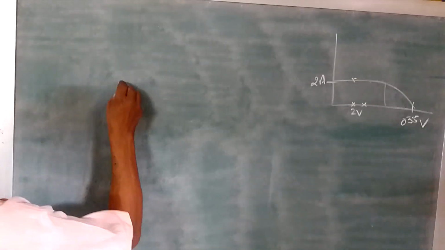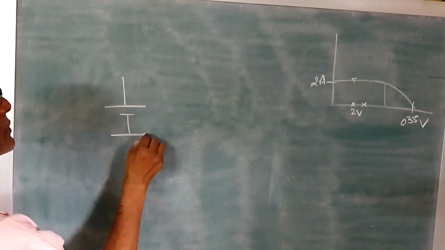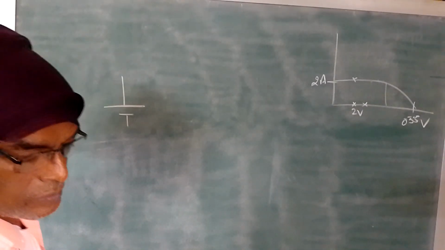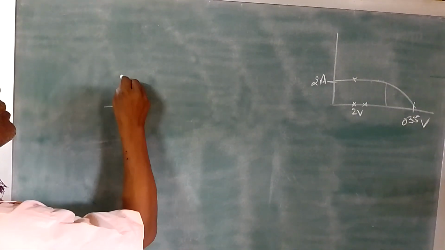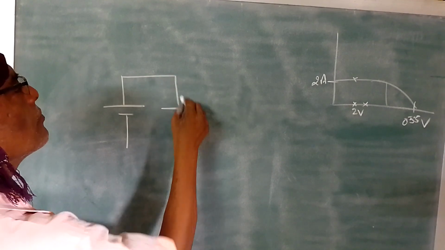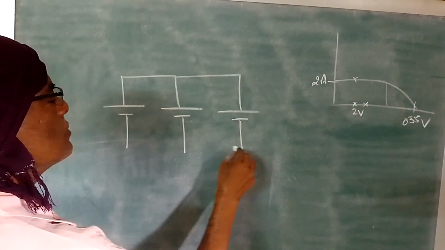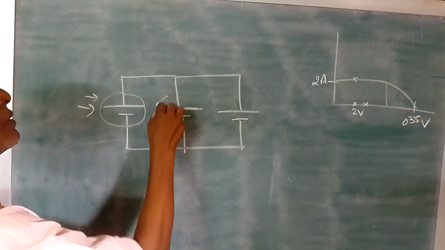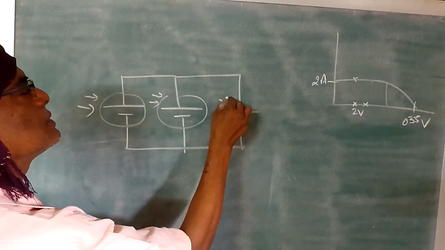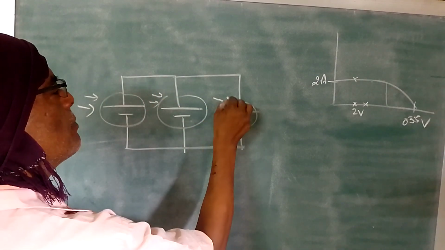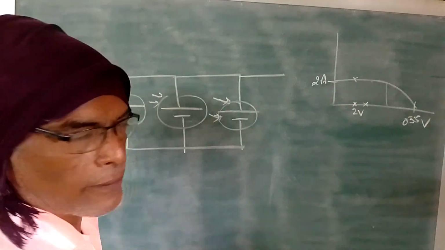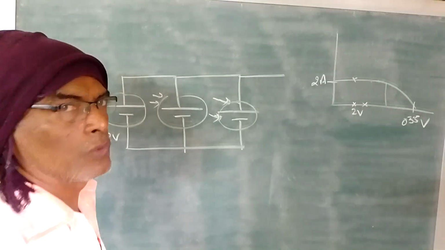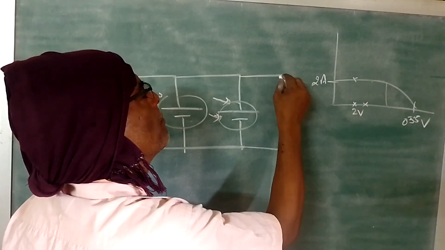In parallel connection, suppose I am using three solar cells. So these all are solar cells. All the three are solar cells. Now it is operated in parallel. So in parallel connection, assume this is 2 volts, all are going to give 2 volts. So in parallel connection, voltage will be the same.